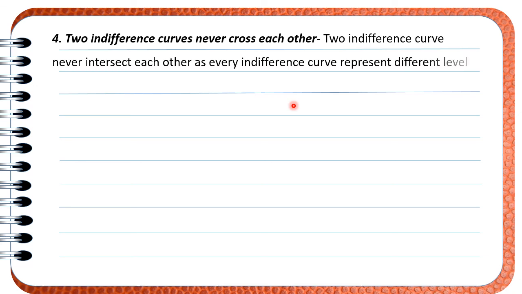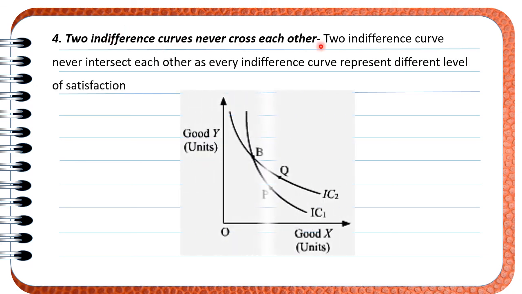Now let us discuss the next property, that two indifference curves never touch each other. Remember one thing, every indifference curve represents a different level of satisfaction. For example, this indifference curve shows 100 level of satisfaction, and this indifference curve shows 90. And 90 and 100 cannot be equal. Since these two levels of satisfaction are not equal, it is impossible for the two indifference curves to intersect. So this curve shows 90 level of satisfaction, and this one shows 100. Since they are not equal, the indifference curves will never intersect.